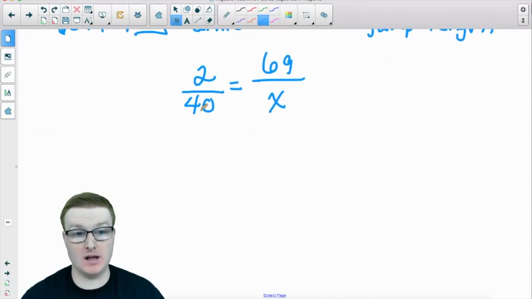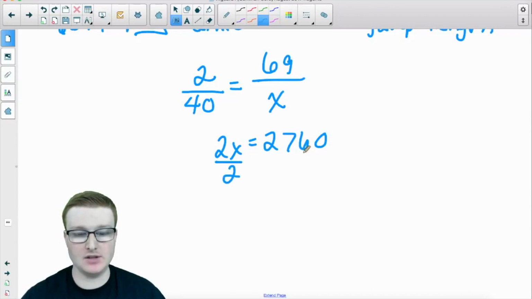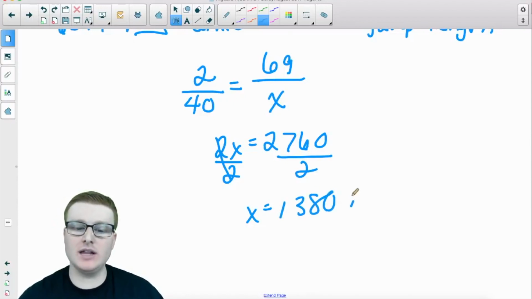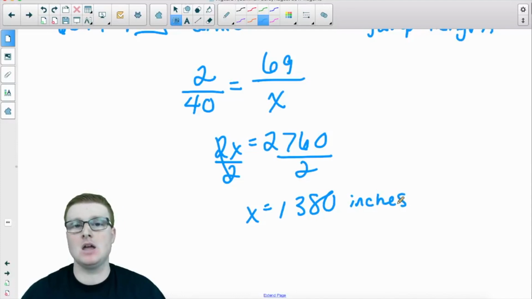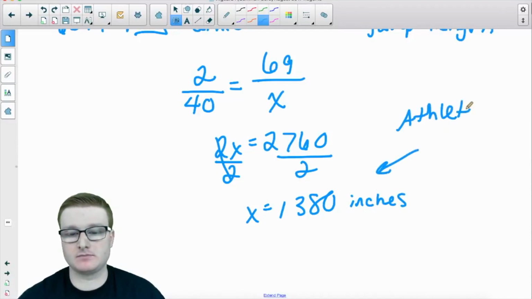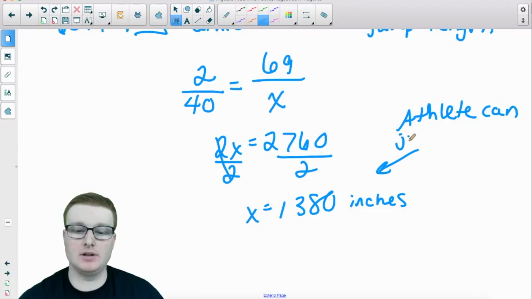Let's go ahead and cross multiply. 2 times X is 2X equals, let's see, 40 times 69, I'm just going to tell you that's 2,760. Divide by the 2 on both sides. X is equal to, when you plug that into your calculator, 1,380 inches. But, ladies and gentlemen, what does that mean? That means that the athlete can jump this distance.